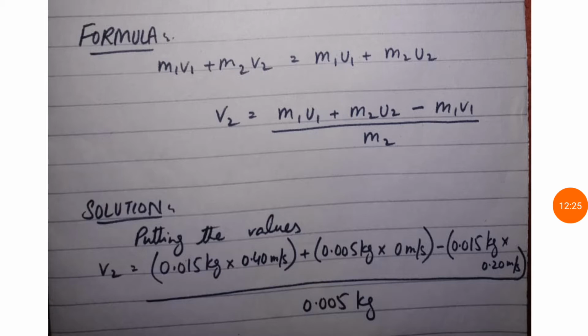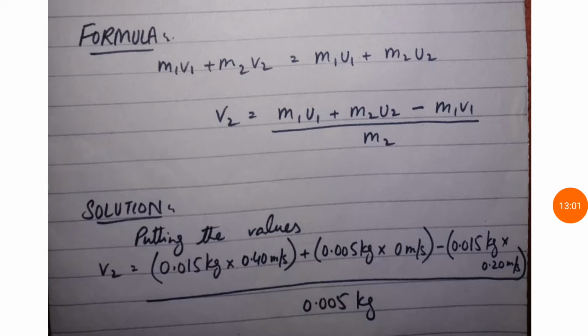In the solution, by putting the values, we get m1 u1, where m1 equals 0.015 and u1 equals 0.40. By multiplying these two values, we get 0.006 kg meter per second, plus m2 u2. By putting the values of m2 and u2, that is 0.005 into 0, we get 0 kg meter per second, minus m1 v1. By putting the value of m1, 0.015 kg, and v1, 0.20 meter per second, we get 0.003 kg meter per second.